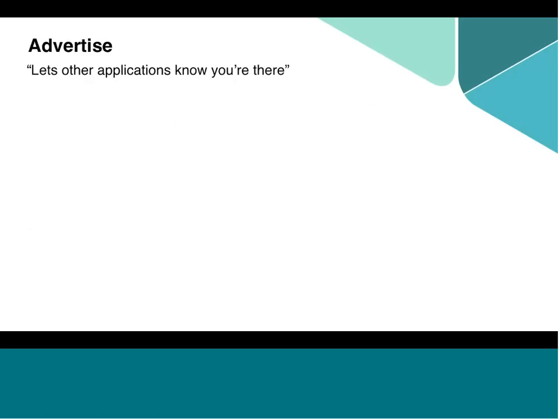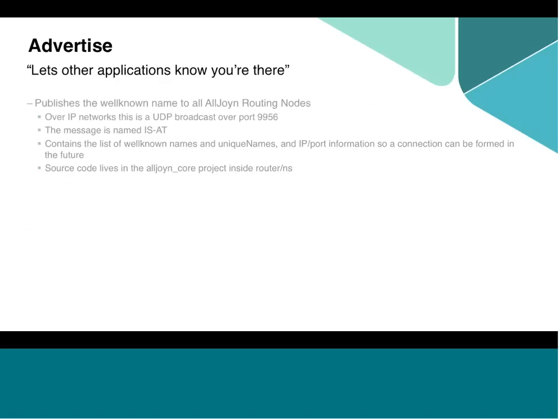So now that you have your well-known name, you're going to publish it for all the other AllJoyn applications out there, and that's through a process called advertising. What happens is that well-known name gets bundled in and sent from a routing node, when the routing node is either part of the application or a process by itself.